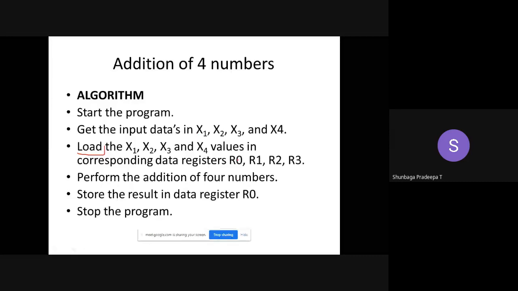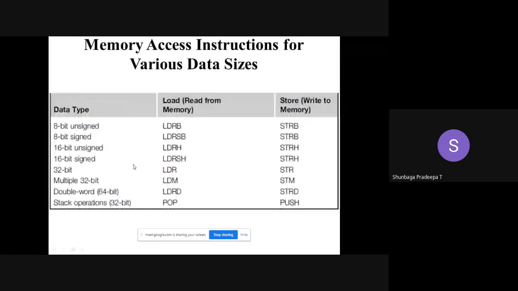So how to load this? What are the instructions supported? We will discuss that first. In your ARM Cortex, to access your memory, you have different instructions with different data sizes. For example, if you want to read the data from the memory, you will use the load instruction. All load instructions start with the letters LD. LDR means load data register.